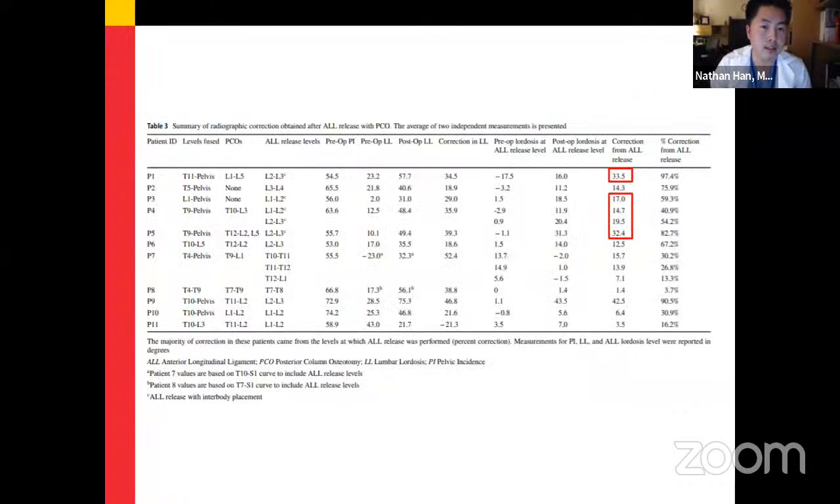This is the radiographic parameter data obtained from the 11 patients with 14 different ALL release levels. The marks that are highlighted in red are the correction from ALL release after interbody placement, those with the partial ALL release. And the sample size is too small to do a significant statistical analysis, but on average, those levels with the interbody were able to provide more increase in the correction at the ALL release level.